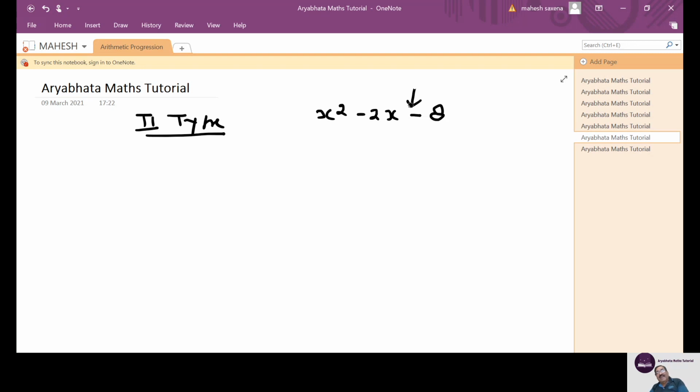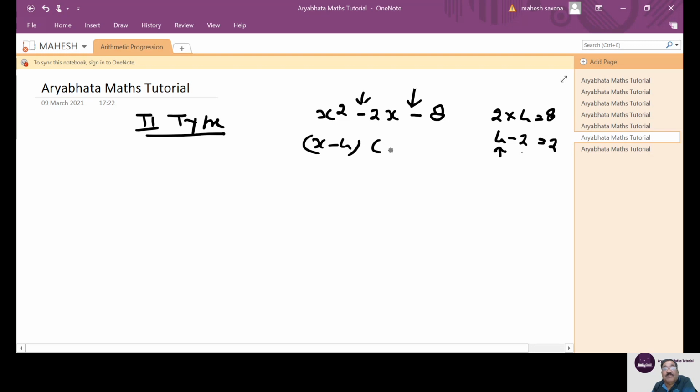Therefore, you break 8 into two terms such that their product is 8 and difference is 2. It is 2 and 4, since 2 into 4 is equal to 8, and 4 minus 2 is equal to 2. This term is negative. Therefore, you assign this negative to this 4 and the opposite of this to 2. Therefore, the factors of this are x minus 4, x plus 2.